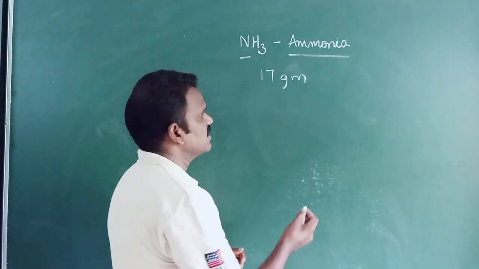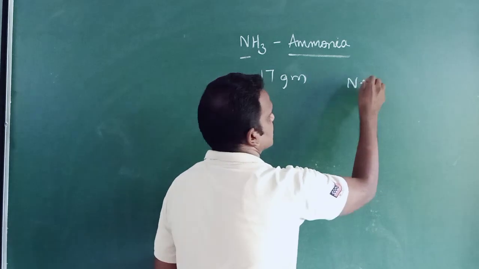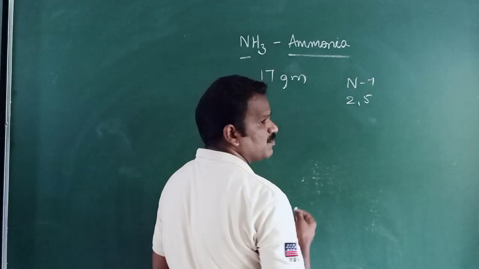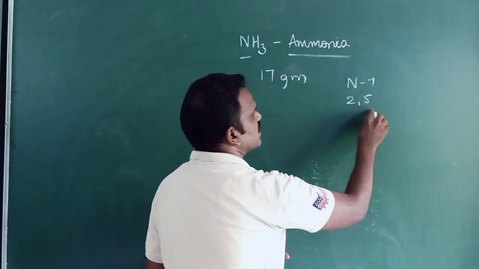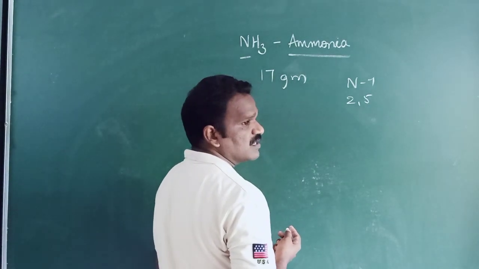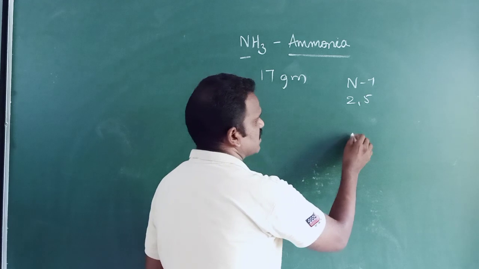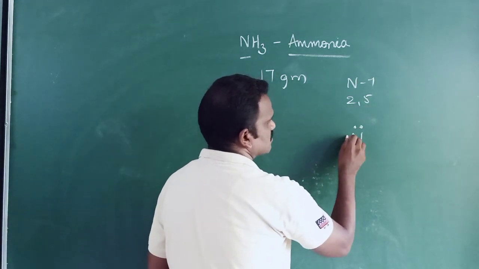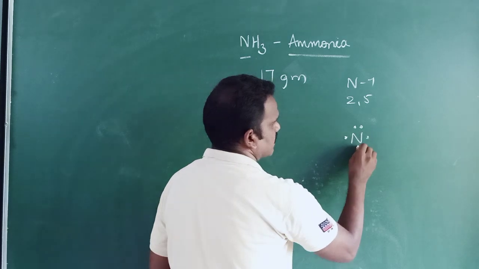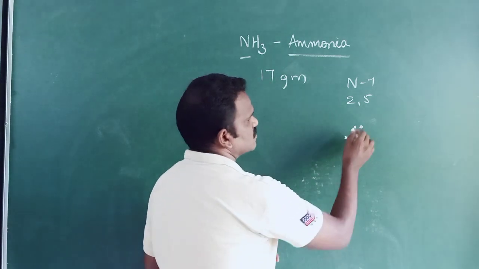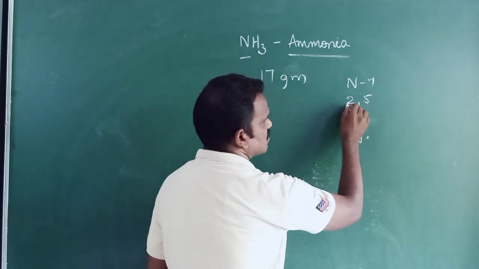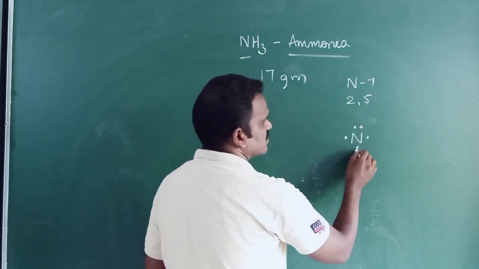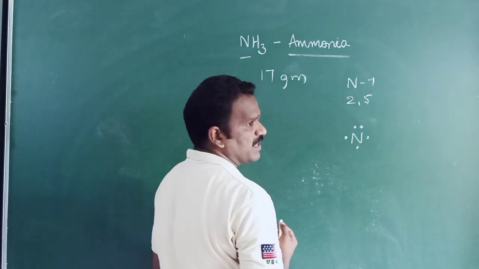If you see, the atomic number of nitrogen is 7 and its electronic configuration is 2, 5. How many lone pairs of electrons are there? 1 lone pair, and the other three are non-lone pair electrons. So in nitrogen's 5 electrons, this is already paired up, this is the lone pair and the other 3 are not lone pair.